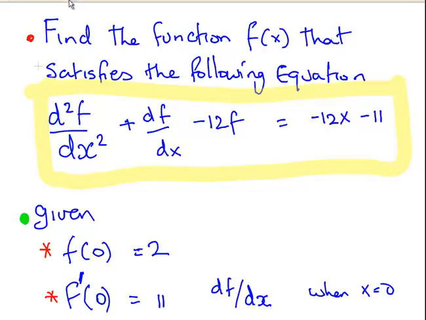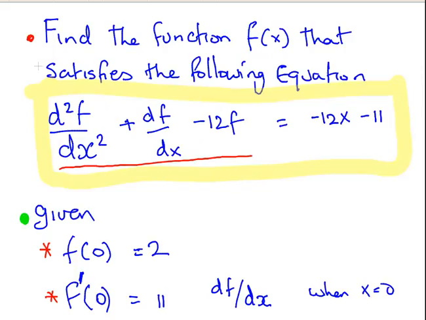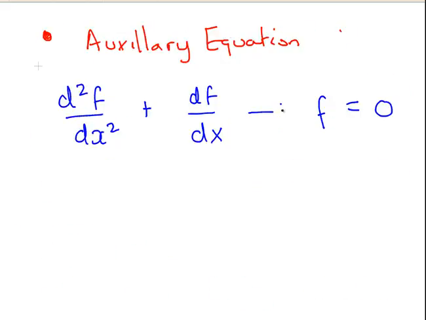Now, the first step is to take this part here and use it to construct what they call the auxiliary equation. This is the general structure of it. I'm just going to put in my coefficients. What we had is d squared f over dx squared plus df dx, minus 12f. So there's a minus 12f there. It generally follows that same general form, so just write it out like that.